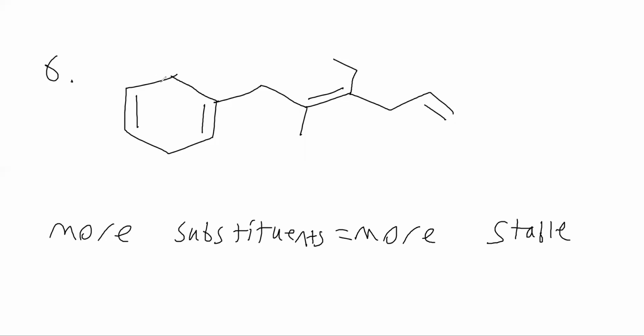I'll go from left to right. This one on the left, the double bond has 2 substituents, so it's di-substituted. The next one has 3 substituents, so it's tri-substituted. This one in the middle has 1, 2, 3, 4, so it's tetra-substituted. And then this one on the right only has 1, so it's mono-substituted.